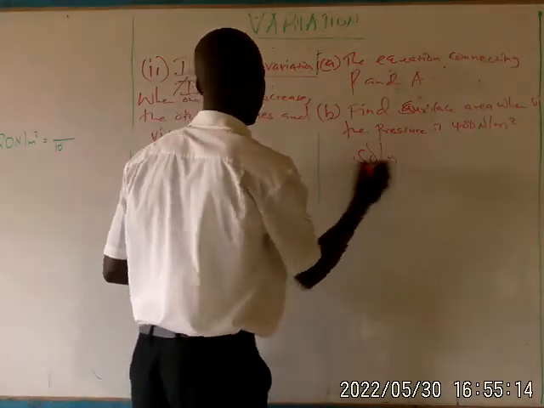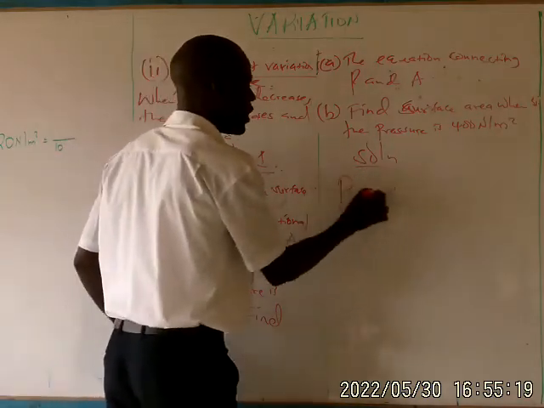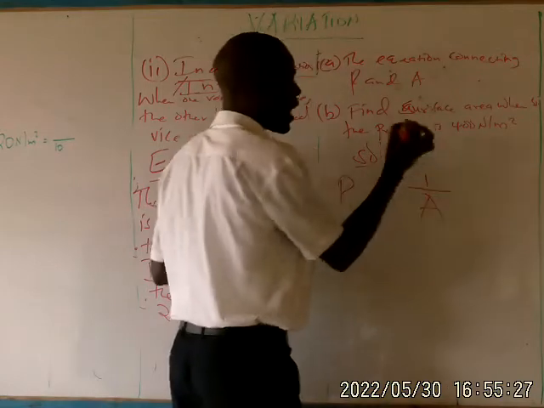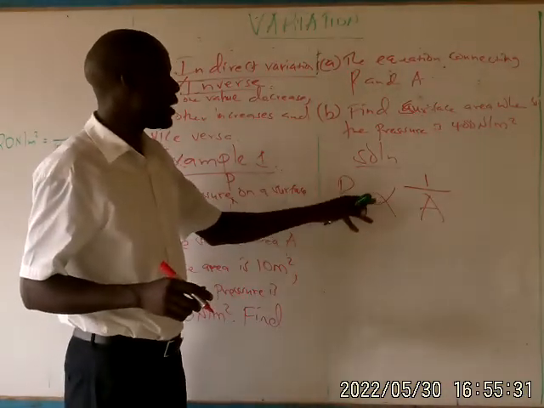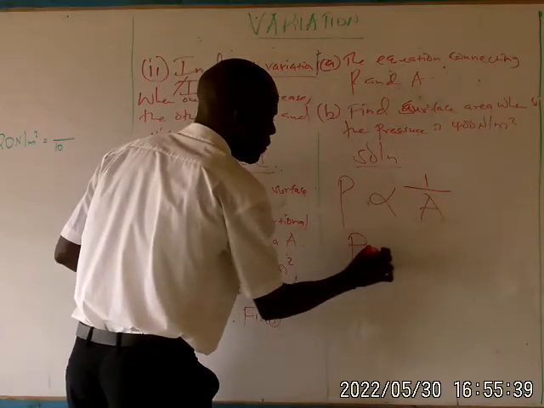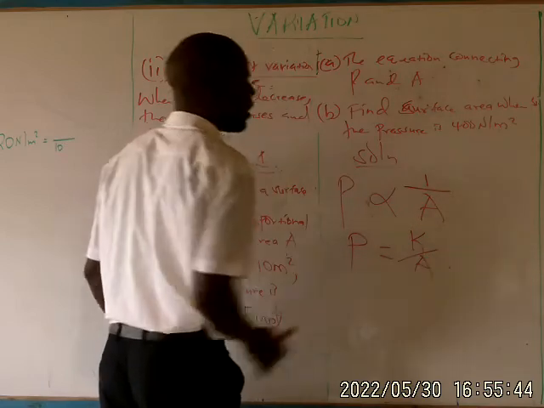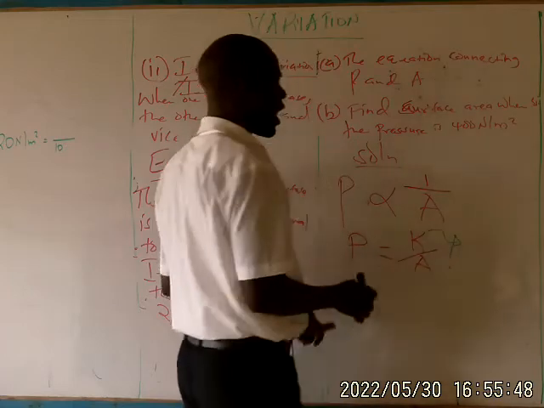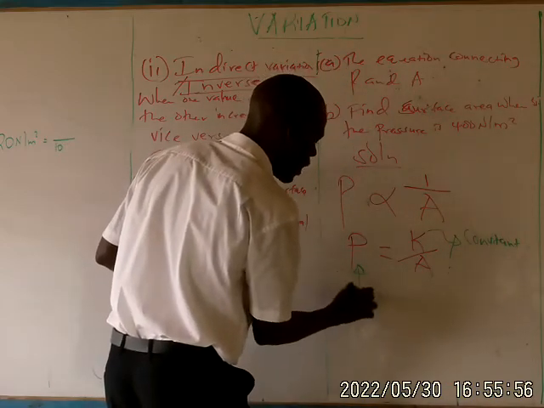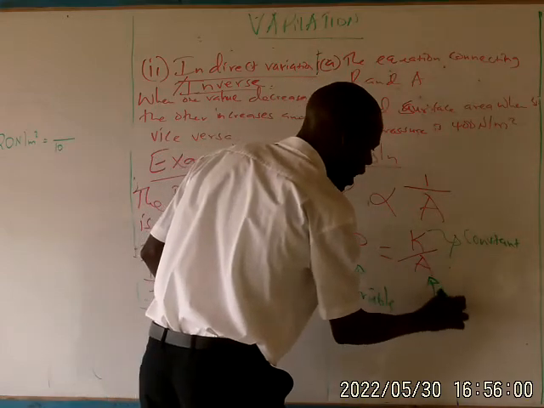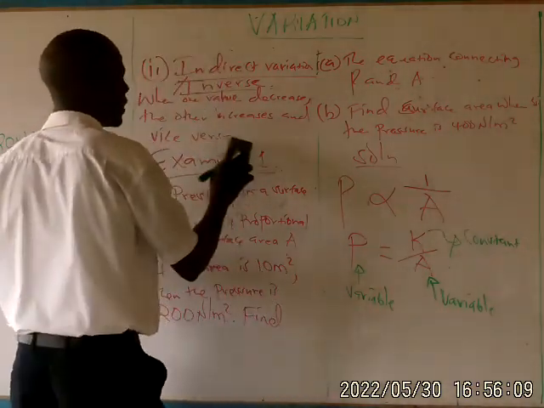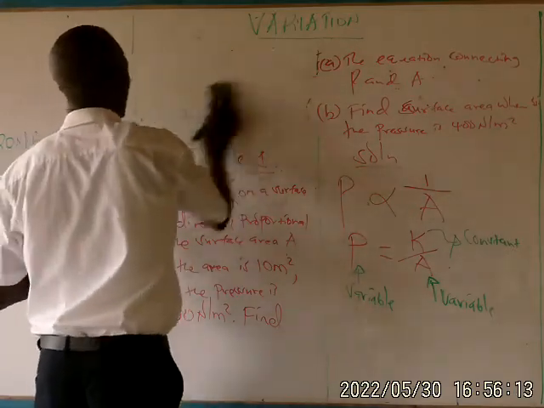Now for this solution, how do we look at this? Pressure is inversely proportional to area. Remember direct variation we were saying, direct variation was like this. Inverse variation is now derived as a reciprocal of that. So pressure is proportional to 1 over area. For me to remove this sign, I just introduce a constant K over A. Our constant here is a value that is not changing. Therefore, P and A will be variables. So pressure will depend on area A.